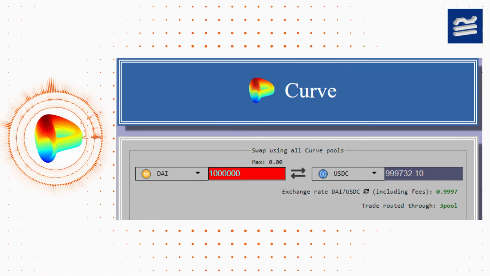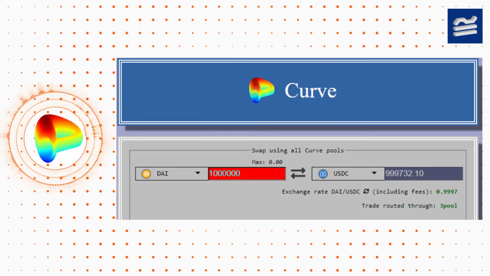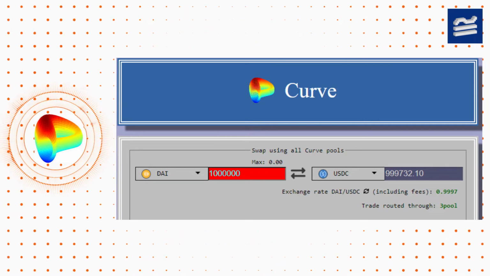Here's an example of what a $1 million stablecoin swap looks like on Curve. There's an exchange fee of $268 to make that swap. If you are providing your stablecoins for liquidity inside of that pool, you would receive a percentage of this fee for providing the service.